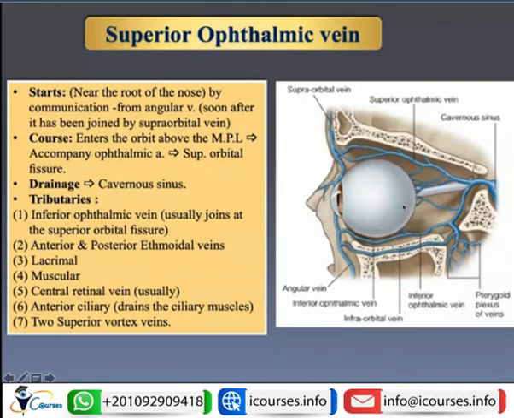What are the tributaries of the superior ophthalmic vein? The inferior ophthalmic vein sometimes joins the superior ophthalmic vein instead of draining the blood directly to the cavernous sinus. It gives anterior and posterior ethmoidal veins, so these will drain the ethmoidal sinuses. Lacrimal veins, muscular veins, central retinal vein usually, anterior ciliary vein that will drain the ciliary muscle, and finally the 2 superior vortex veins. So all these tributaries pour the blood into the superior ophthalmic vein that will drain the blood into the cavernous sinus.